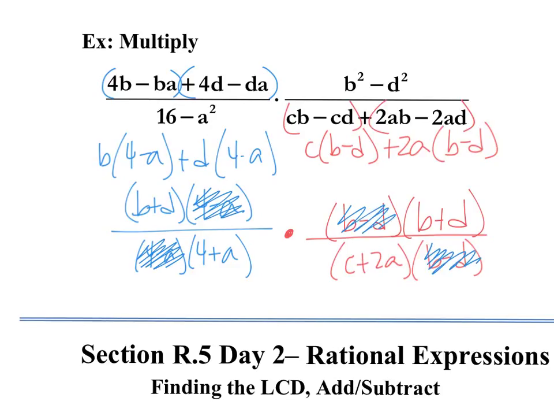And I think that's it. Some of you might be wondering, can I cancel this and this? The answer is no. Hopefully you know why, and that's because they're both in the top. When you multiply and you cancel, you can only cross cancel. So when it's both in the top or both in the bottom, they do not cancel out.